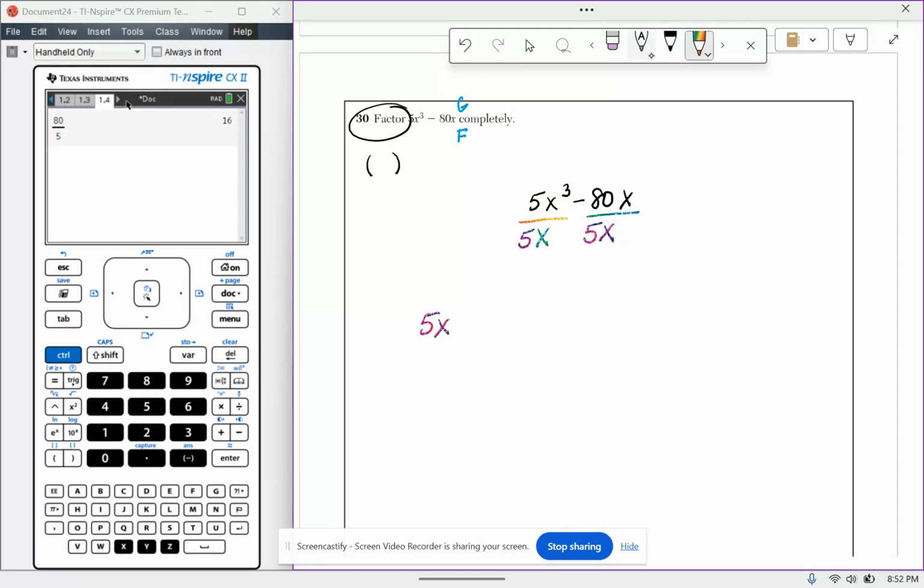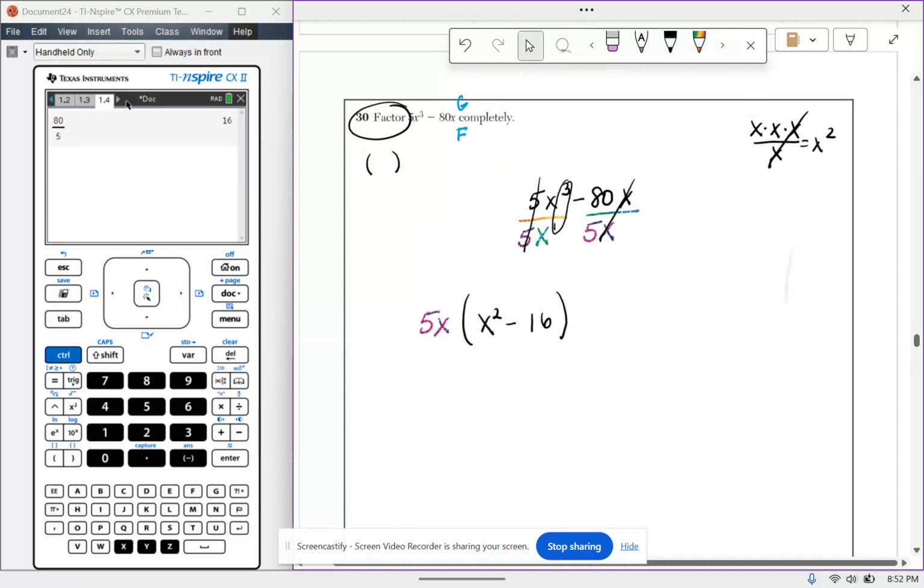5x will go outside of the parentheses. Inside of the parentheses, we will go through and divide to get our number inside. So 5's cancel. X cubed divided by x. What happens when we do x cubed divided by x? These cancel, we're left with x squared. Or laws of exponents, you can just know that if you're dividing like bases, you subtract the exponents, okay? Minus 80 divided by 5, we just did that on our calculator. It's 16, and x over x cancels.